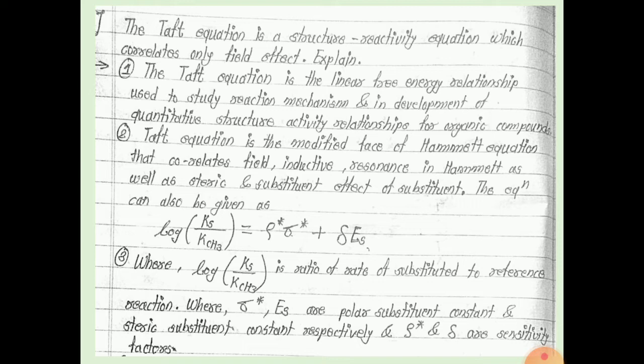of a substituent. The equation can be used as log(Ks/KCH3) = rho star sigma star + delta Es, where log(Ks/KCH3) is the ratio of the rate of the substituted to the reference reaction, where sigma star and Es are the polar substituent constant and the steric substituent constant respectively, and rho star and delta are the sensitivity factors.